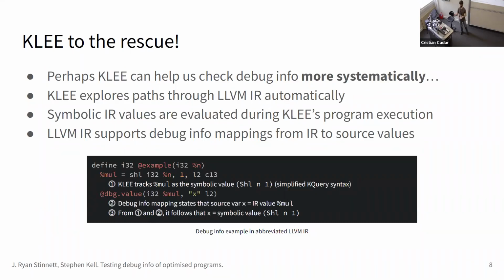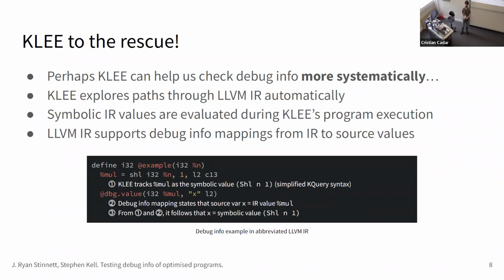So if we look at this small example of LLVM IR at the bottom, that's just showing you that it computes a shift left on some input value that could be symbolic, and actually makes use of the debug info mapping that exists in LLVM IR.